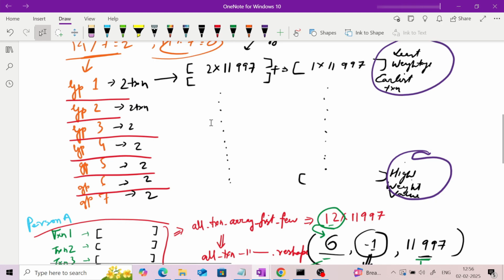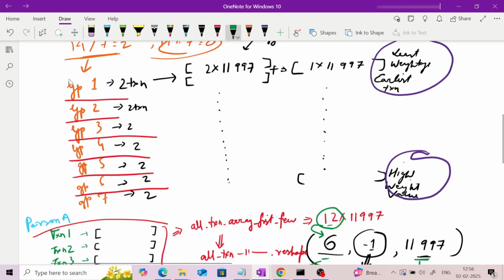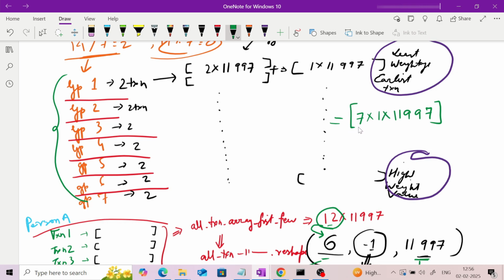Hi friends, welcome back. So in the last video, we were discussing how we created all these 7 groups and how we converted these 7 groups into a vector of length 7 by 1 by 11,997. So we understood how these 7 groups were created, where each group is of the length of 1 by 11,997. This represents the number of products that we have.